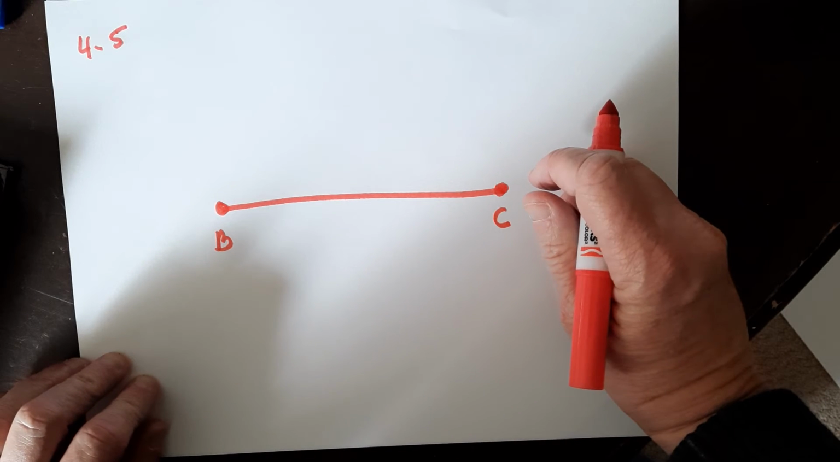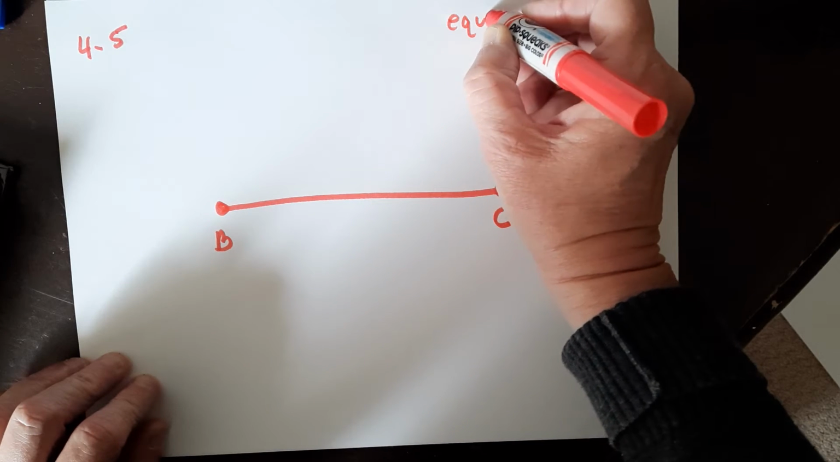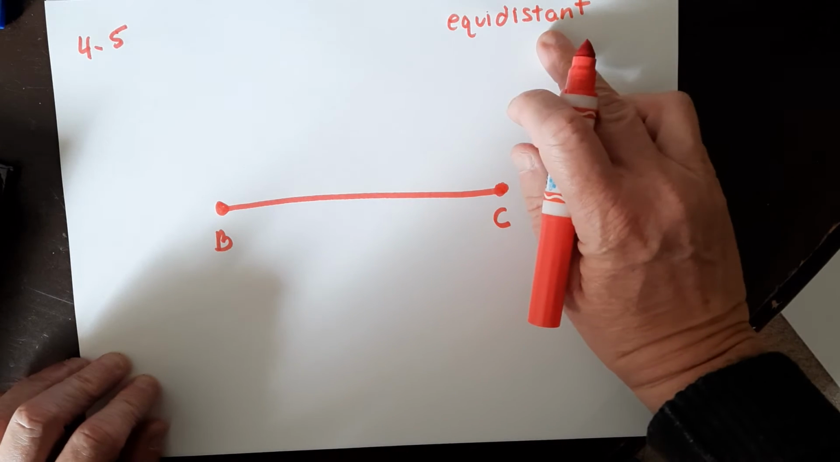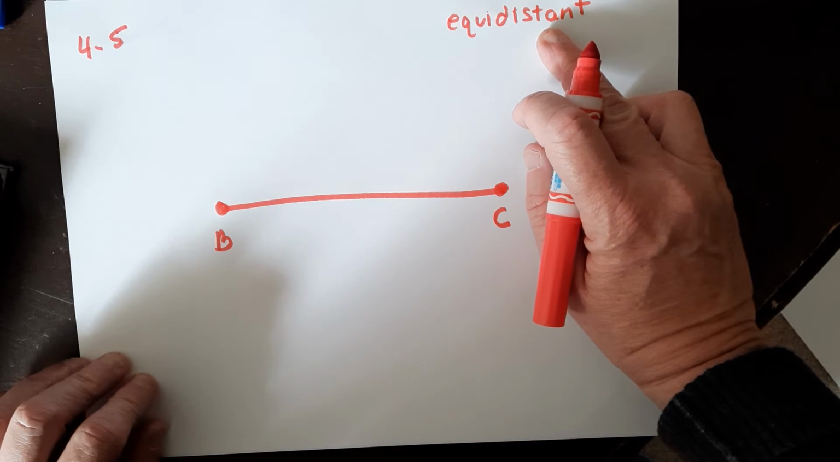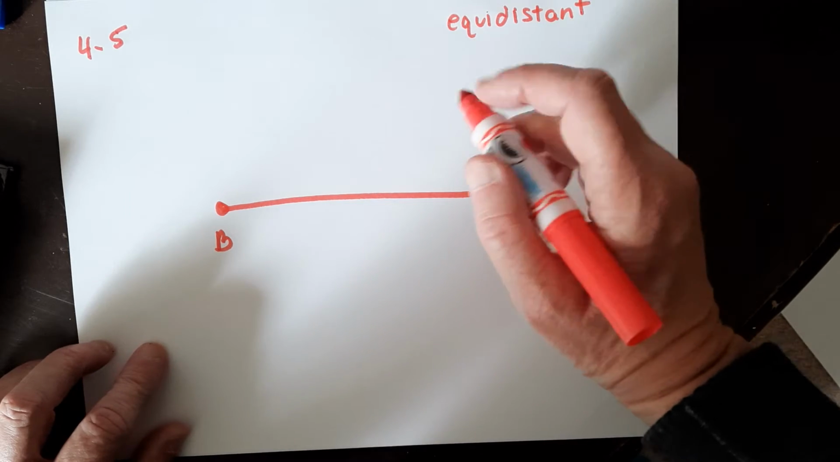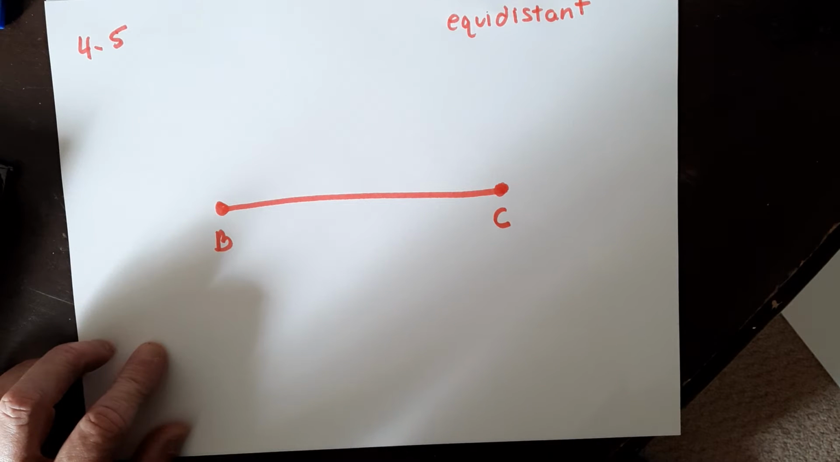And if a point lies on the perpendicular bisector of a segment, then the point is equidistant. This word equidistant means it's equally distant. The distance between the 2 points are the same from the endpoints of the segment. Okay, I'm going to say it one more time. If a point lies on the perpendicular bisector of a segment, then the point is equidistant from the endpoints of the segment.